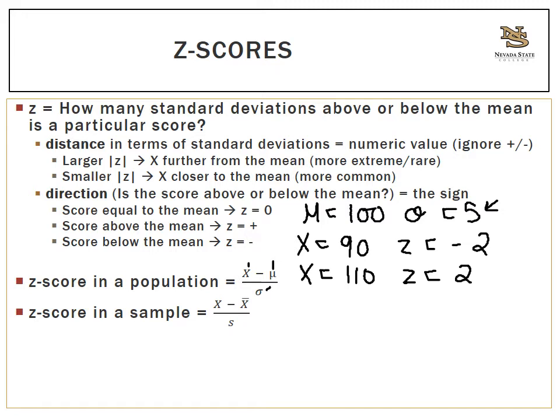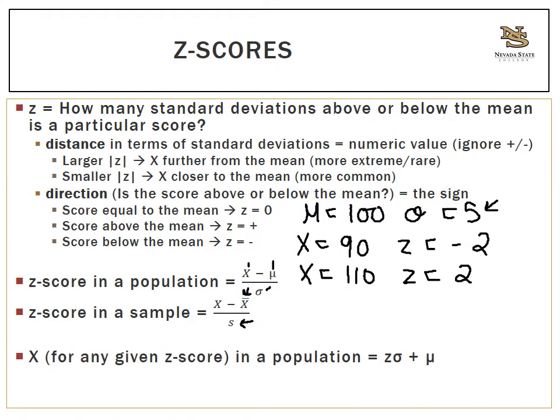If you're working in a distribution of sample scores from a sample, then the mean is going to look like x bar, and the standard deviation is going to be an s instead of a sigma. Same concept, though, same math. Now, you can flip that z-score formula to figure out, for any given z-score, how to convert it back into an x value. And you'll see, just like before, the only difference between the sample and the population formula is the notation.